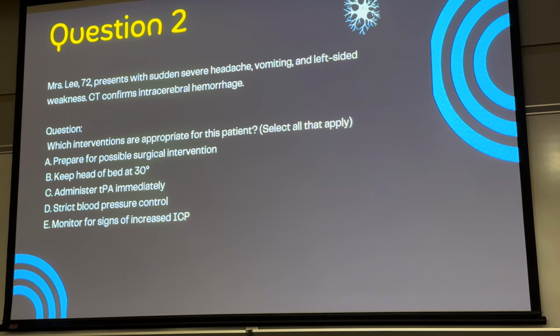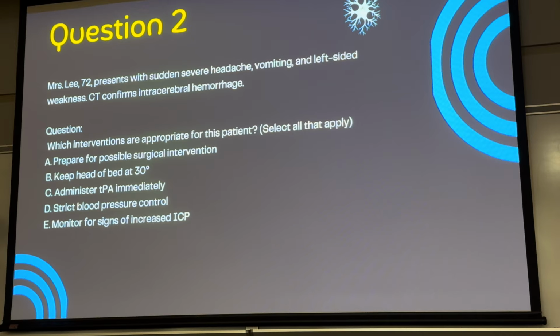Yeah. Question 2, Miss Lee, 72-year-old, we're gonna go with female, presents with sudden severe headache, vomiting, and left-sided weakness. CT confirms intracerebral hemorrhage. Which interventions are appropriate for this patient at this time? A, B, C, D, E. I'm hearing A, prepare for possible surgical intervention, good. I hear B, keep head of the bed at 30 degrees.